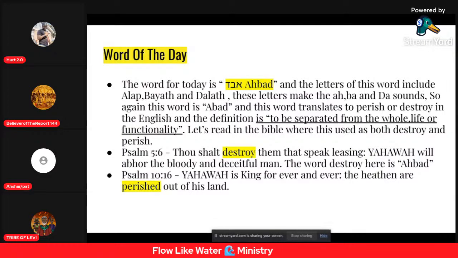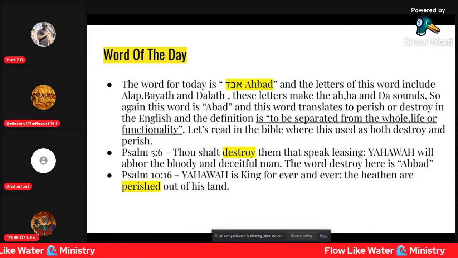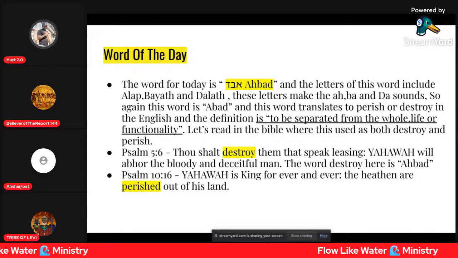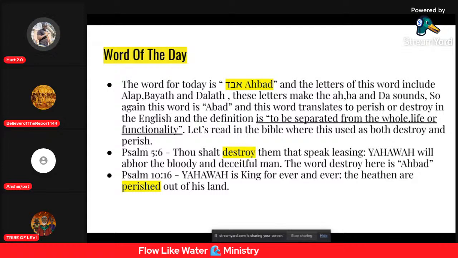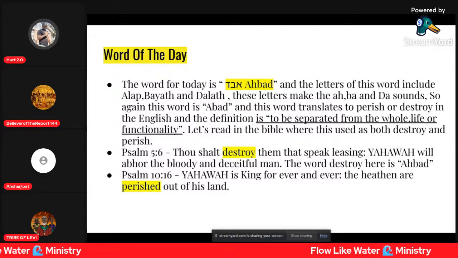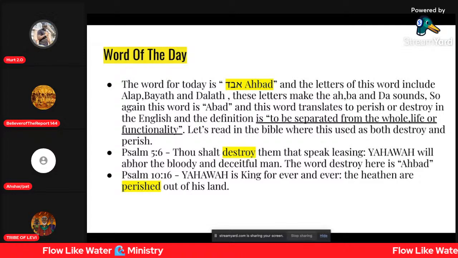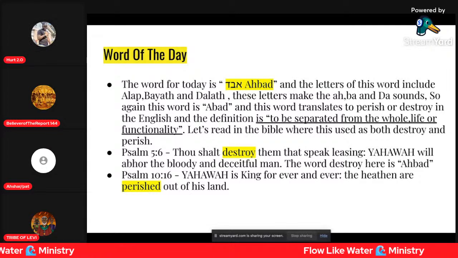Word of the day. The word for today is abad, and the letters of this word include alap, bayaf, and dalaf. These letters make the a, ba, and da sounds. So again, this word is abad, and this word translates to perish or destroy in the English, and the definition is to be separated from the whole life or functionality. Let's read in the Bible where this is used as both destroy and perish.